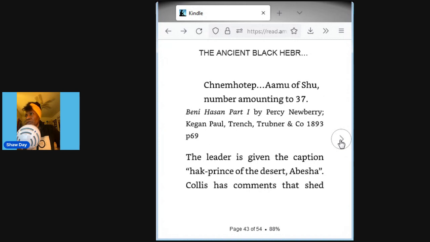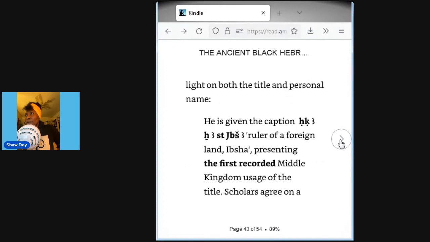It says Beni Hasan, Part 1, by Percy Newberry, Kegan Paul, Trench, Trubner and Company, 1893, page 69. The leader is given the caption, Hyksos, Prince of the Desert. Abishai Collins has a comment that sheds light on both the title and personal name. So I'm not going to try to read these names here.